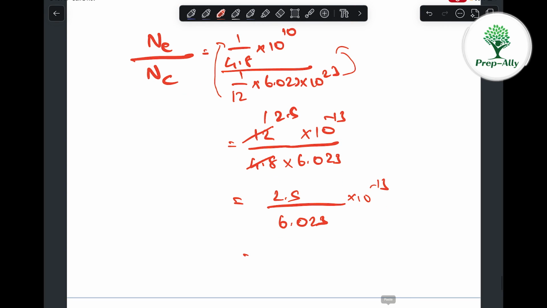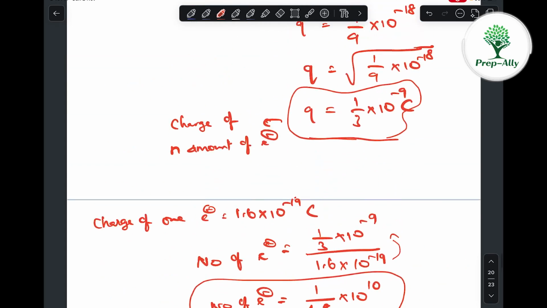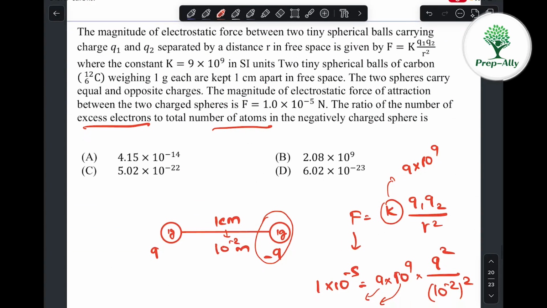If you divide this, you will get around 0.415 into 10 power minus 13. So 4.15 into 10 power minus 14 I can write. So this is going to be your answer. Is there any option that supports this? Yes, we have. The only thing, if you find 10 power minus 14, you can answer this question directly. If you want to find the exact answer, you have to solve it. To manage the time, you can find the 10 power exponent alone. That itself is fine. So the answer is going to be A.